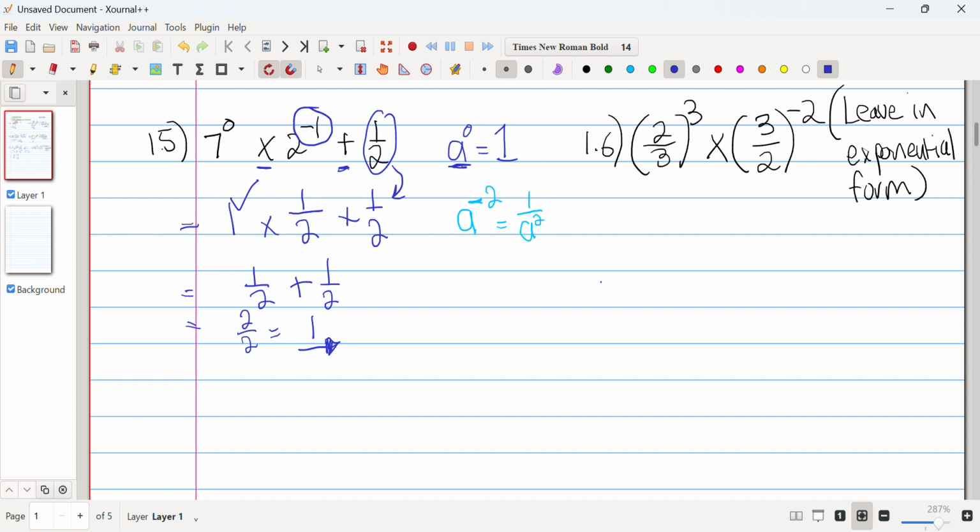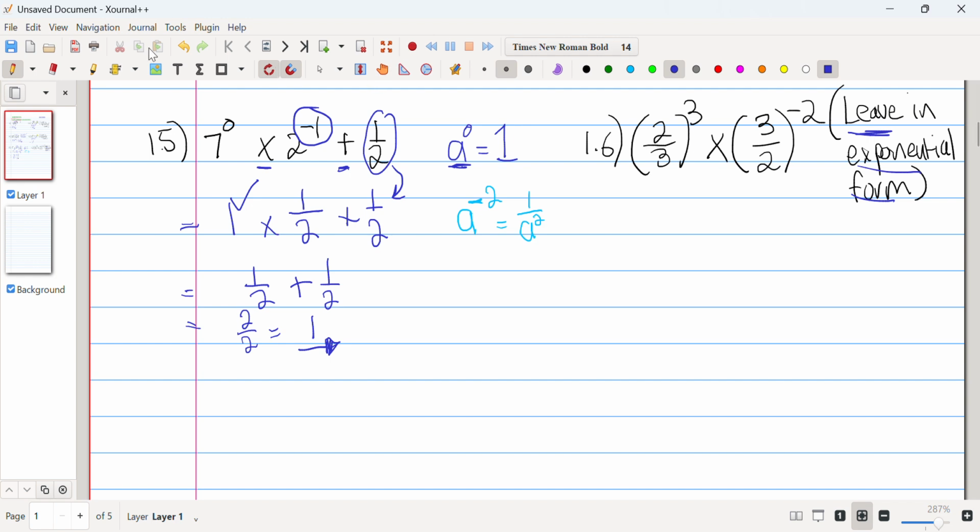Okay, and lastly, let's have a look at this question over here. There's a lot of things happening here, so let's break it down nicely. And remember, the question's asking leave it in exponential form. That means the answer needs to have exponents, basically. So 1.6, let's have a look and see how we can simplify this.